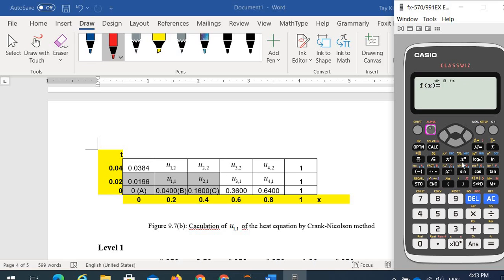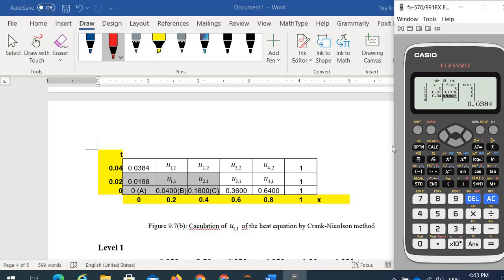Or we use the table mode. Input is alpha x times exponent negative alpha x. X starting is 0, ending goes up to 0.04, step size 0.02. And you get it faster than using the calculate menu. Okay, we have drawn the grids, filled in the initial condition and boundary condition.